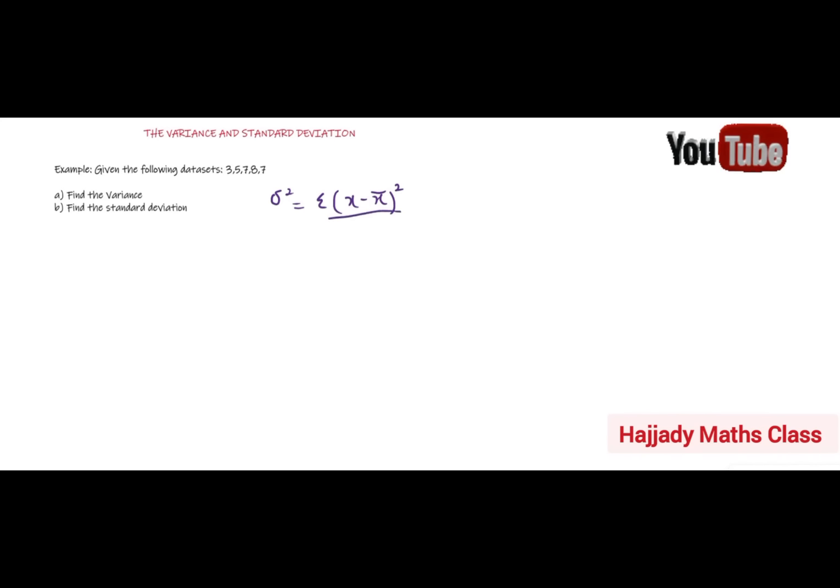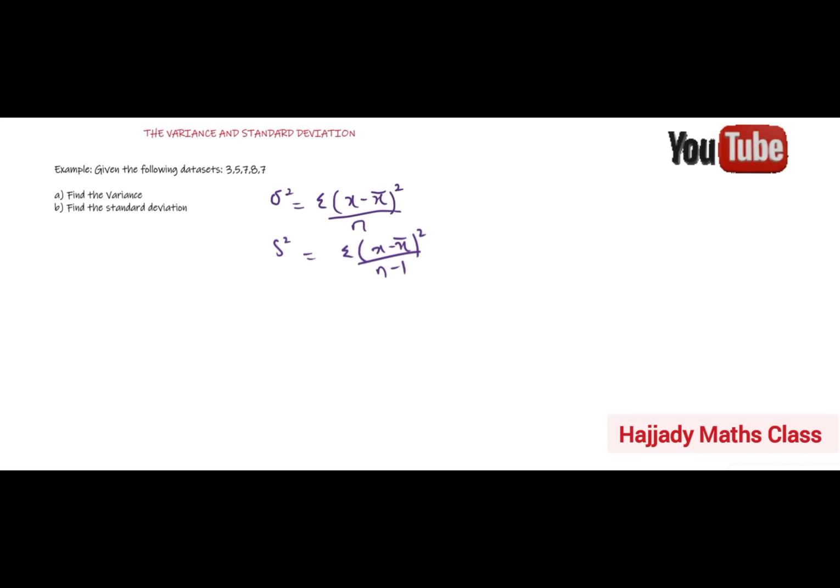So the n is the number of what? Observations. Alternatively, for the sample variance, which we are going to work on today, we can have s squared equals summation of x minus x bar all squared, all over n minus 1. So the only difference between these two is that here our n decreases by 1. So that's what we are going to work on today.